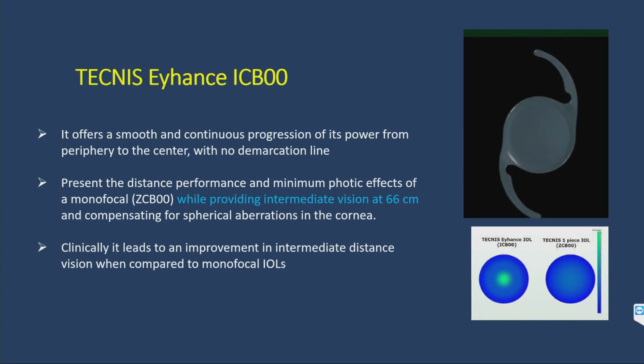And another lens, that is Technis Eyehance lens. I would call it a Superman monofocal lens because this is basically a monofocal lens, but it gives intermediate vision up to the range of 66 centimeters. This extended depth is given by a smooth continuous progression of its power from the periphery to the center with no demarcation line. And the advantage of this lens was that the photic phenomena were less.